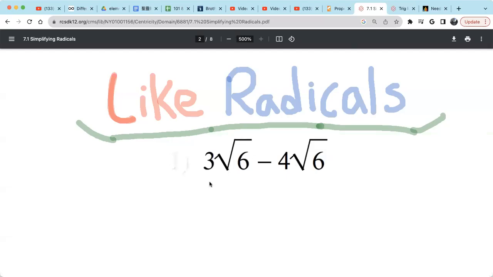Okay, we want to know another family of numbers, which is called irrational numbers versus rational numbers, right? So here we have an expression with two terms. We have 3 radical 6 with -4 radical 6. So let's understand the meaning behind it.